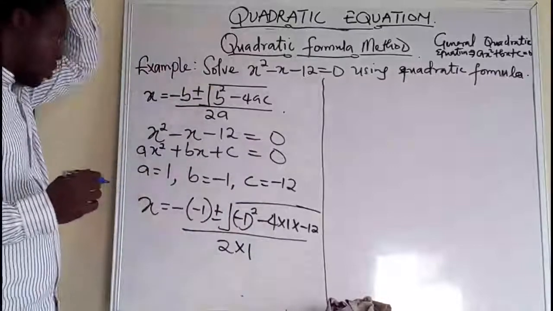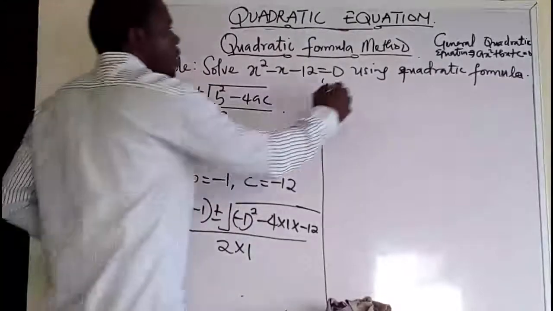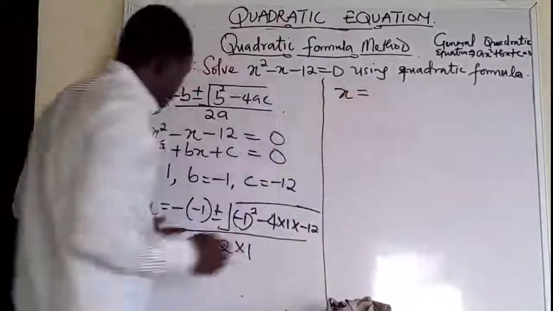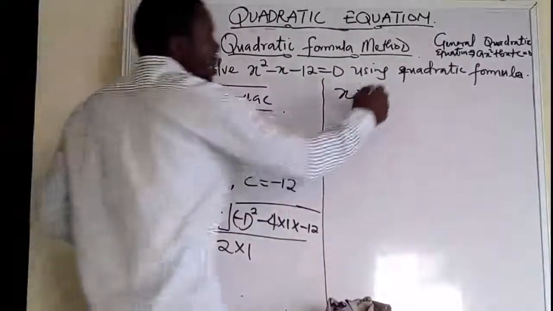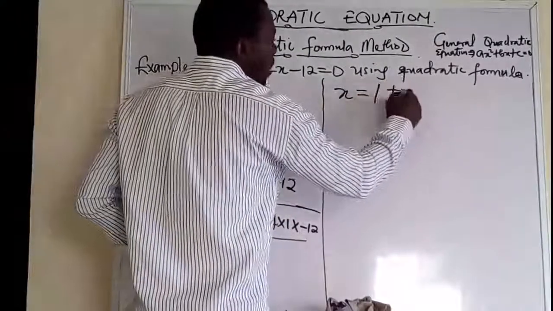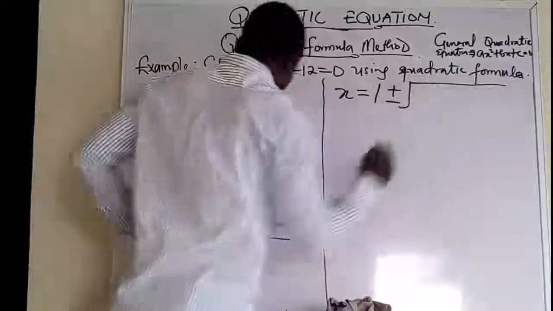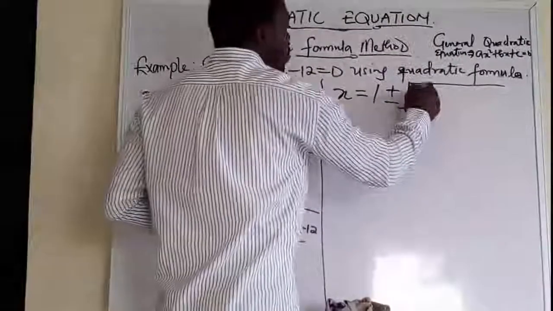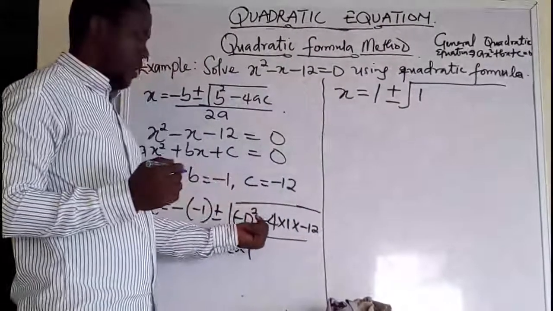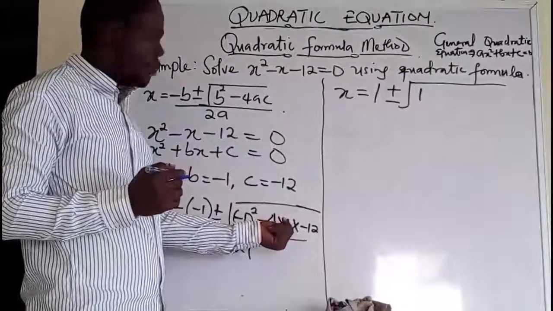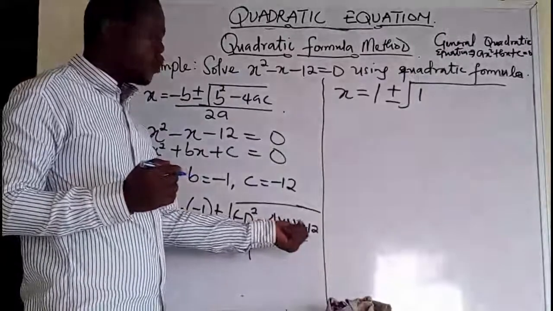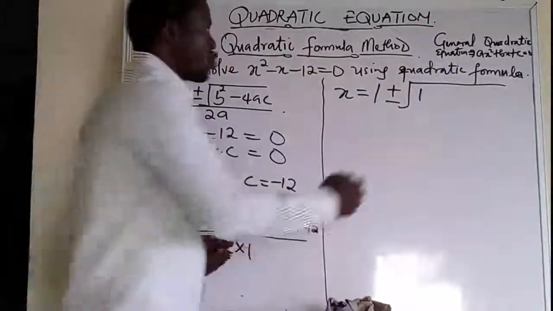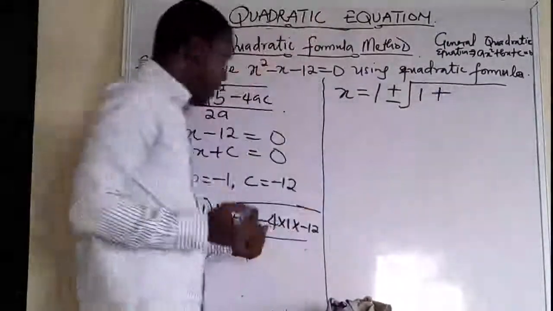So now let us go up there and see what we have. We have x equals minus times minus turns to plus, we have 1 here, plus or minus, we take our square root. So minus 1 squared is 1. Now we have minus 4 here. Minus 4 times 1 is minus 4. Minus 4 multiplied by minus 12. So minus times minus will turn to plus. So you have to be careful when you are multiplying that.